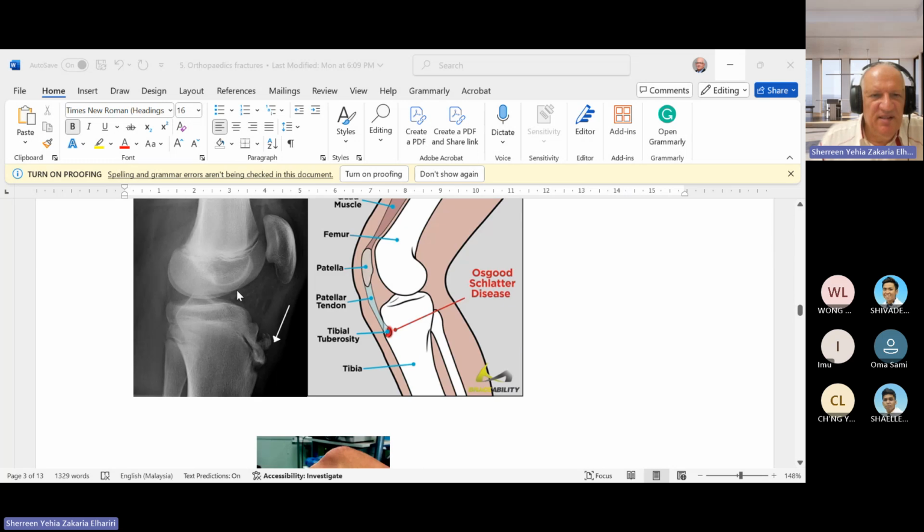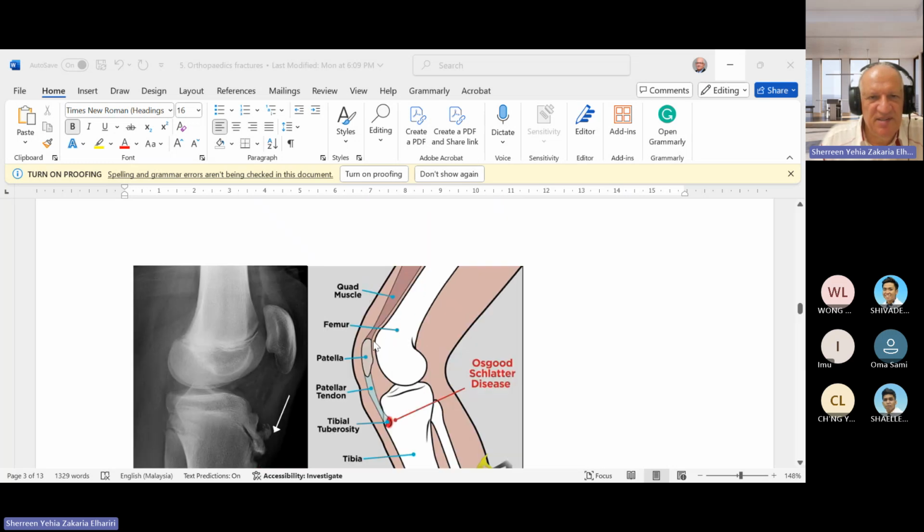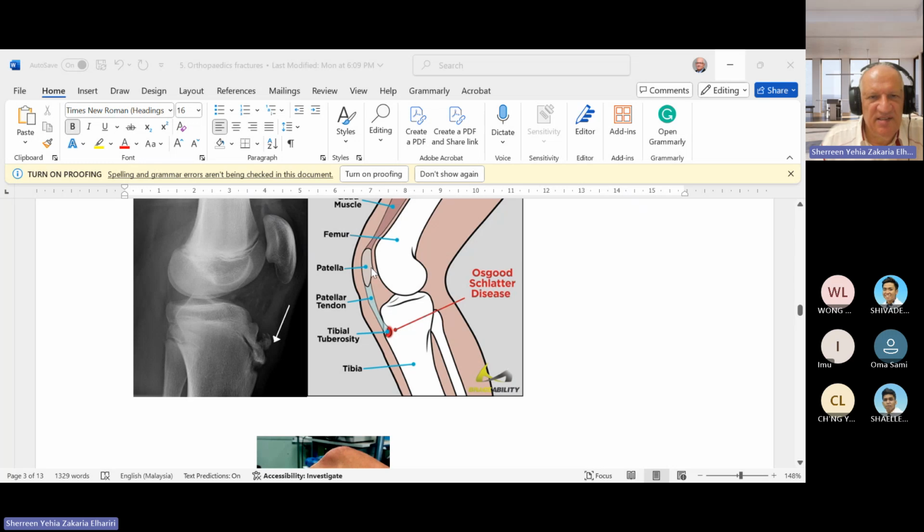We have something not common, but it is inflammation in the patellar region. This area, especially at the end of the quadriceps femoris, they have a bursa here, patella here, and they insert in the tibial tuberosity. We call it Osgood-Schlatter disease.